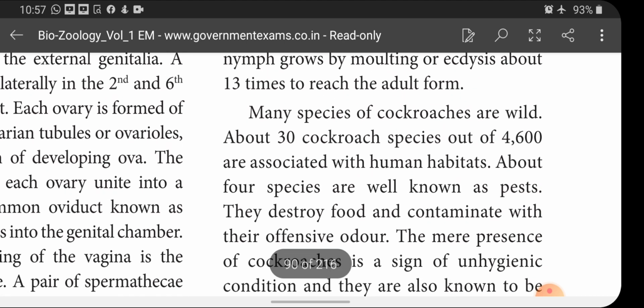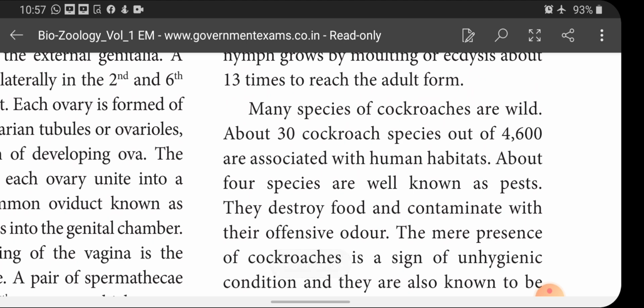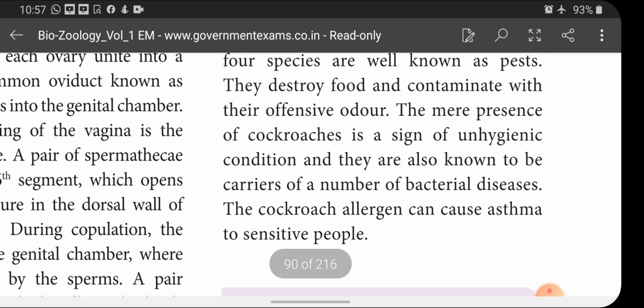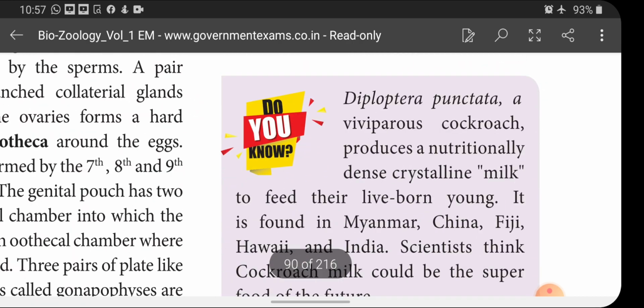Many species of cockroach are wild. About 30 cockroach species out of 4,600 are associated with human habitats. About 4 species are well known as pests. They destroy food and contaminate it with their offensive odor. The mere presence of cockroach is a sign of unhygienic condition. They are also known to be carriers of a number of bacterial diseases. Cockroach allergen can cause asthma in sensitive people also.